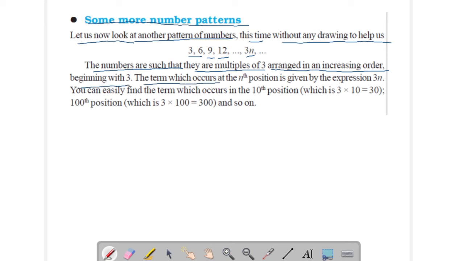The term which occurs at the nth position is given by the expression 3n. You can easily find the term which occurs in 10th position, which is 3 into 10, that is 30. 100th position, which is 3 into 100, that is 300, and so on.